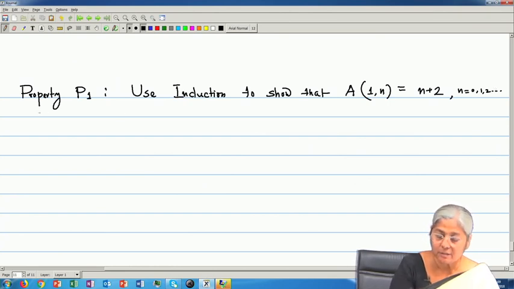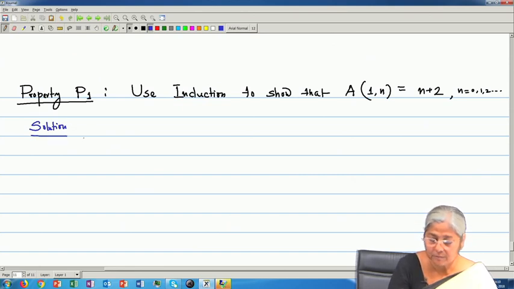Now, since it is induction, we can give the solution by taking the basis step and the recursive step. So, we see the basis step.